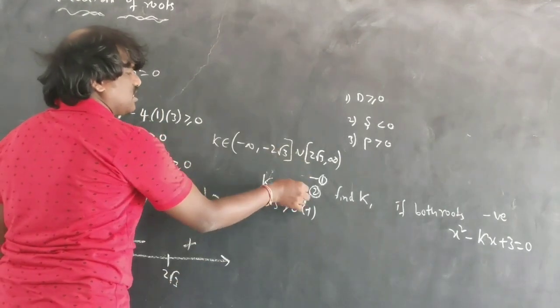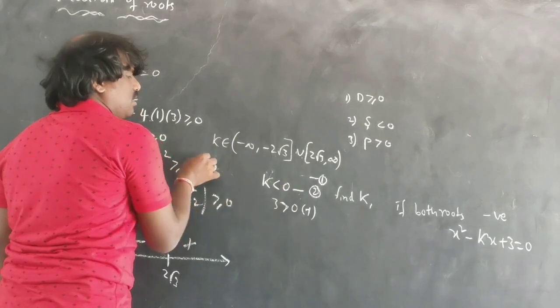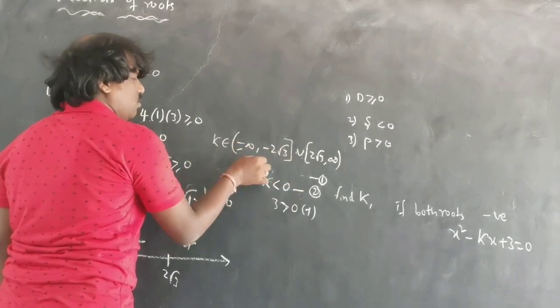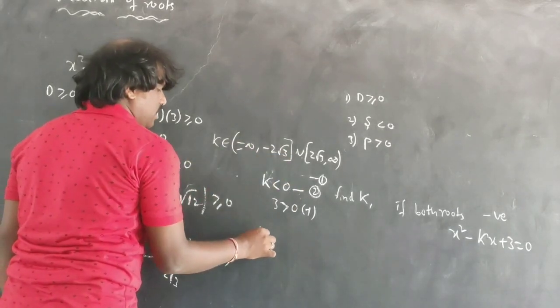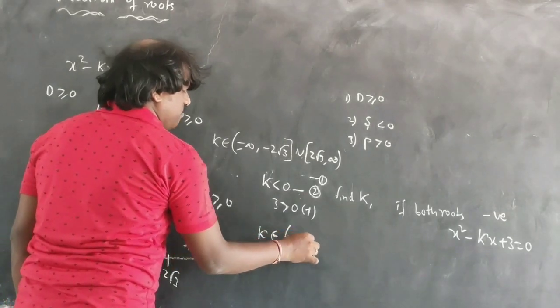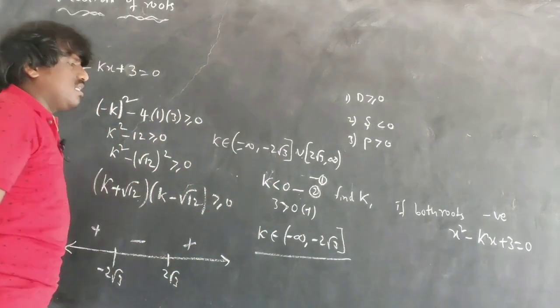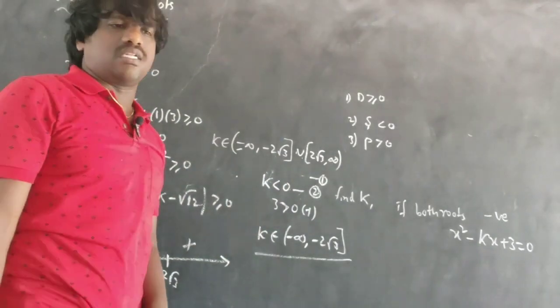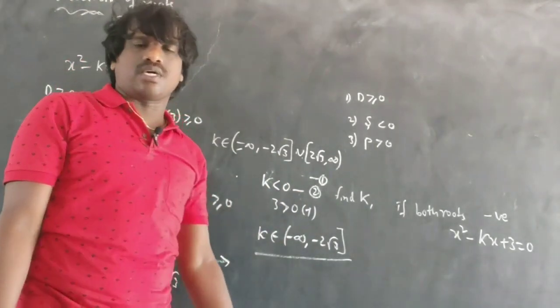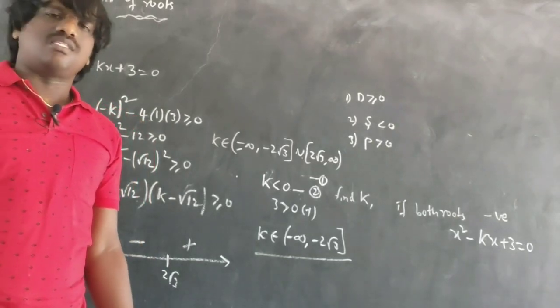Then you take the intersection of these. This is negative, so less than 0. The intersection of these both will be k belongs to minus infinity to minus 2 root 3, and this is your answer when both roots are negative. The k must be like this. Hope you understand. So this is case number 2.